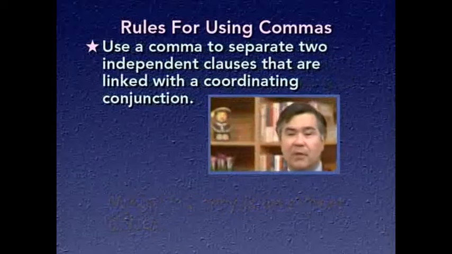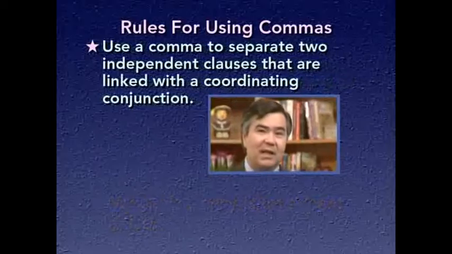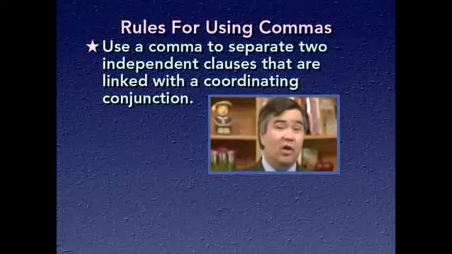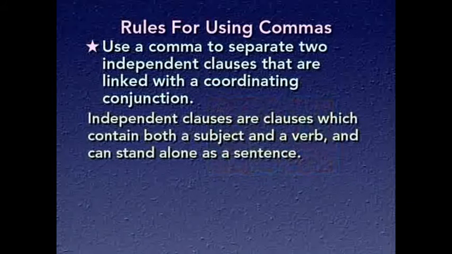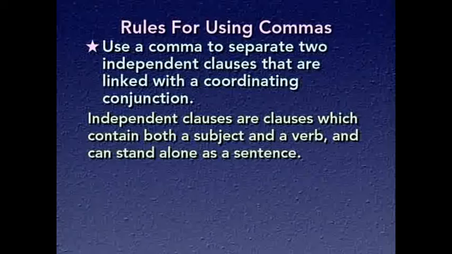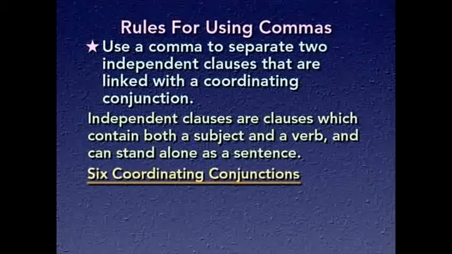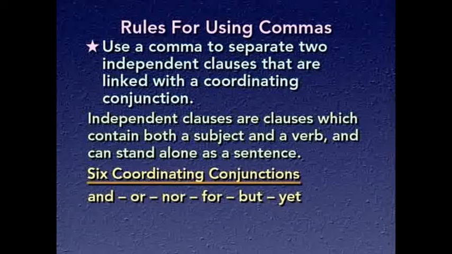Our next comma rule: use a comma to separate two independent clauses that are linked with a coordinating conjunction. Now, you'll recall that independent clauses are clauses which contain both a subject and a verb and can stand alone as a sentence. An independent clause could appear as a sentence all by itself, but sometimes we do link independent clauses in larger sentences. One way of linking two independent clauses to create a larger sentence is by using a coordinating conjunction. There are six coordinating conjunctions: and, or, nor, for, but, and yet.